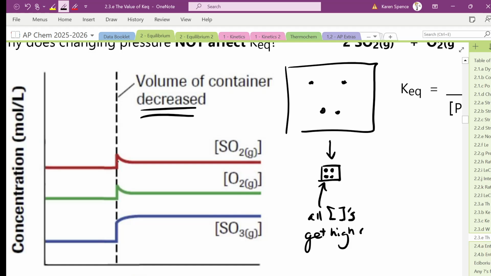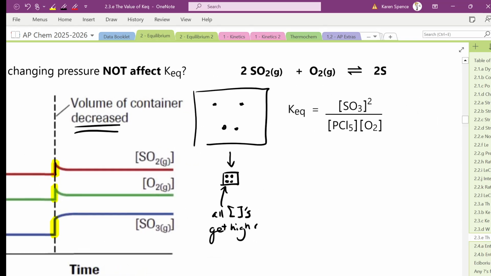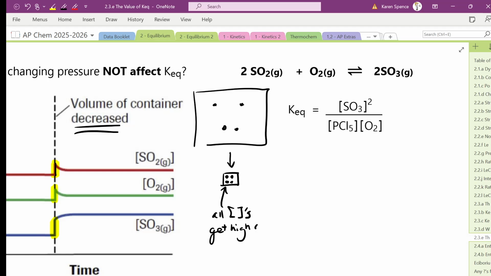And you can see that because on all of these we have a spike. Yes, all of them go up. And then because we have squished the container, which direction are we going to shift? We are going to shift towards the side with more gas molecules or fewer gas molecules.